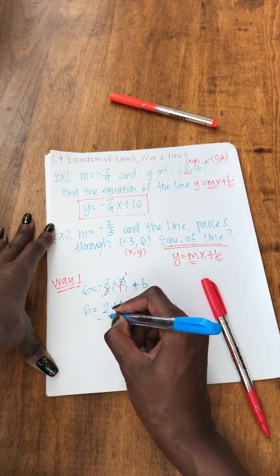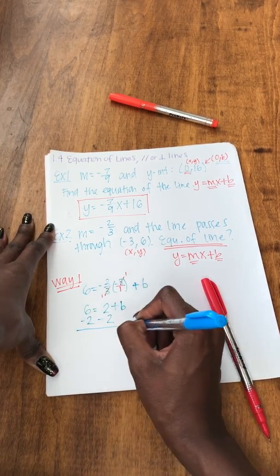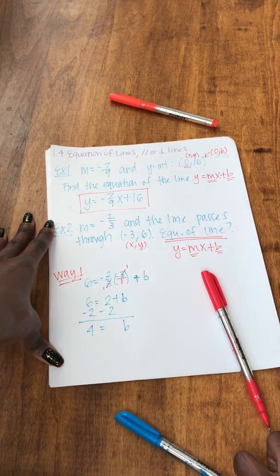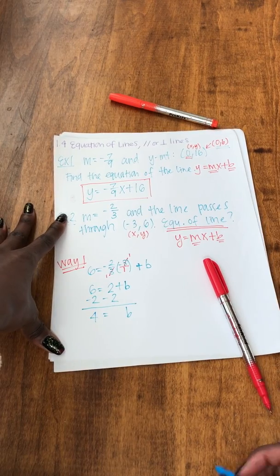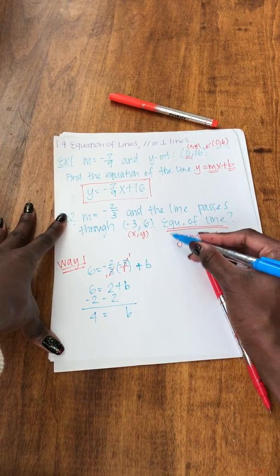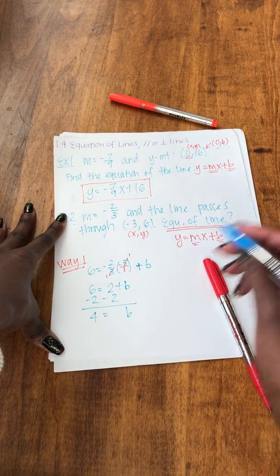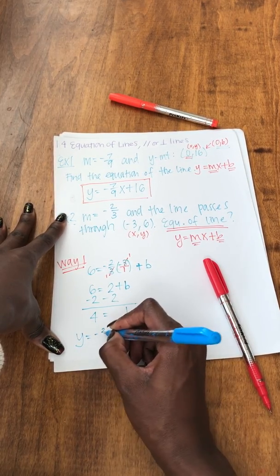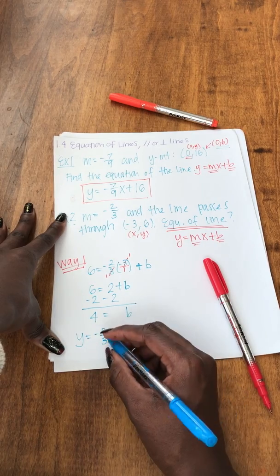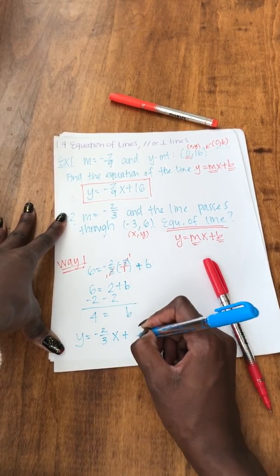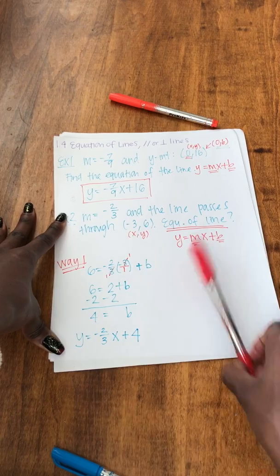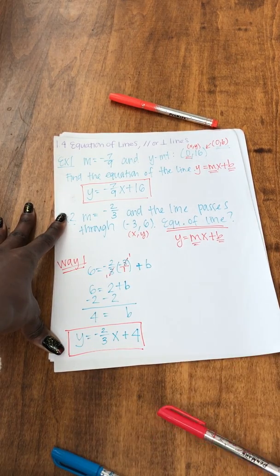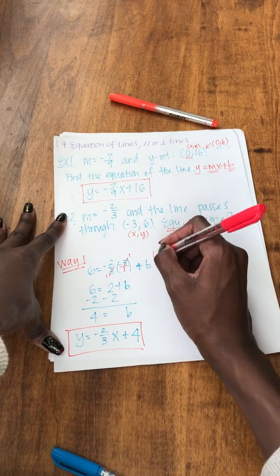And now we can solve for our b by subtracting our 2. And we have b is equal to positive 4, okay? So the last thing that we need to do is to plug it into our equation of the line where we plug in for our m and our b. So our m, they gave it to us. y is equal to -2/3 x, and then plus b, which we just found was 4, okay? So that would be our final answer.